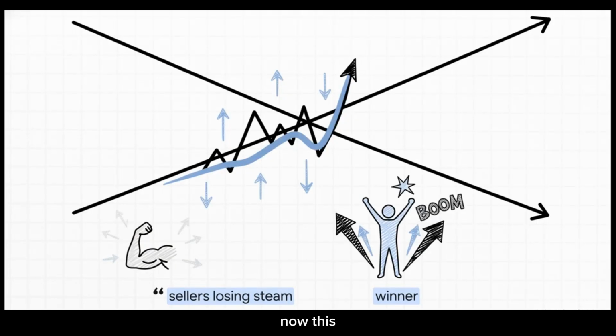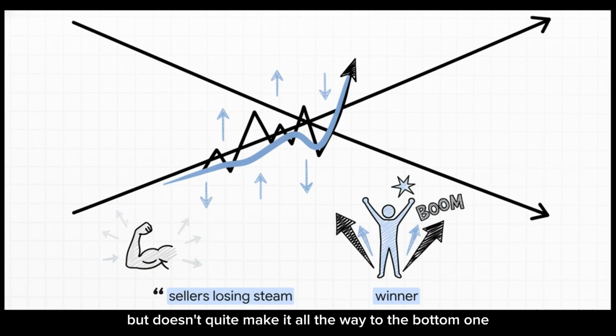Now this is a fantastic little tidbit from the research, a partial decline. What does that mean? It's when the price starts to fall from the top trend line but doesn't quite make it all the way to the bottom one before it turns around and heads back up. When you see that happen, it's a huge clue. It correctly predicts an upward breakout over 70% of the time. It's like the sellers are running out of gas, giving you an early hint of who's about to take control.